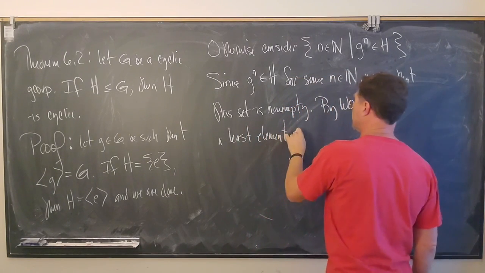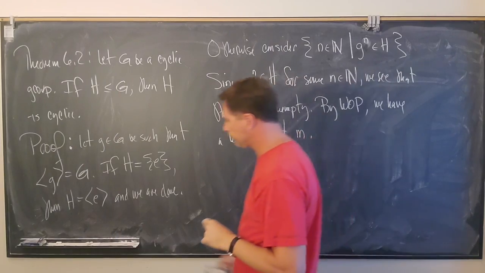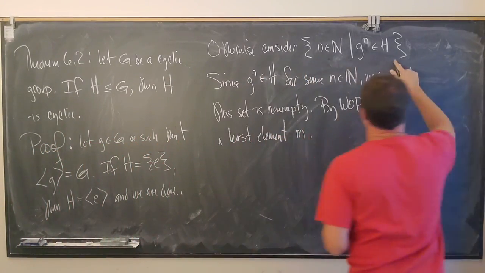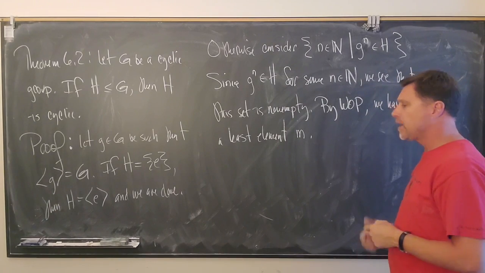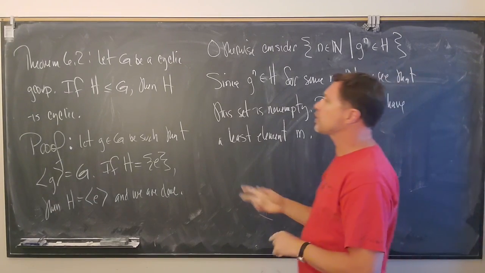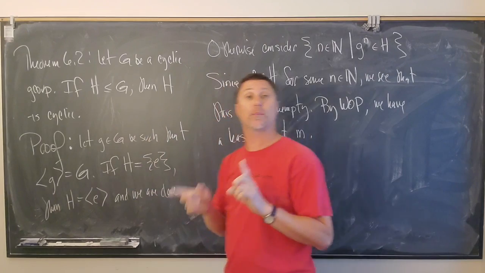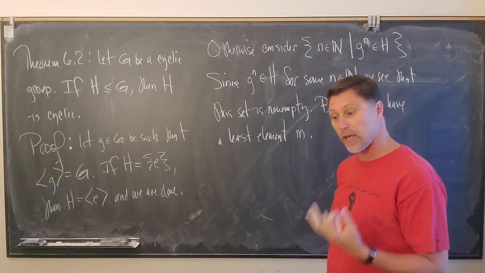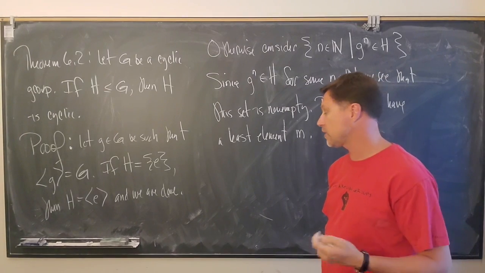Call that least element little n. So this set right here has a least element. Now remember what we're doing. We are trying to show that H is cyclic, which means that we're trying to produce a generator. We need to produce a generator for H. To show that H is cyclic, we need to show that it has a generator.